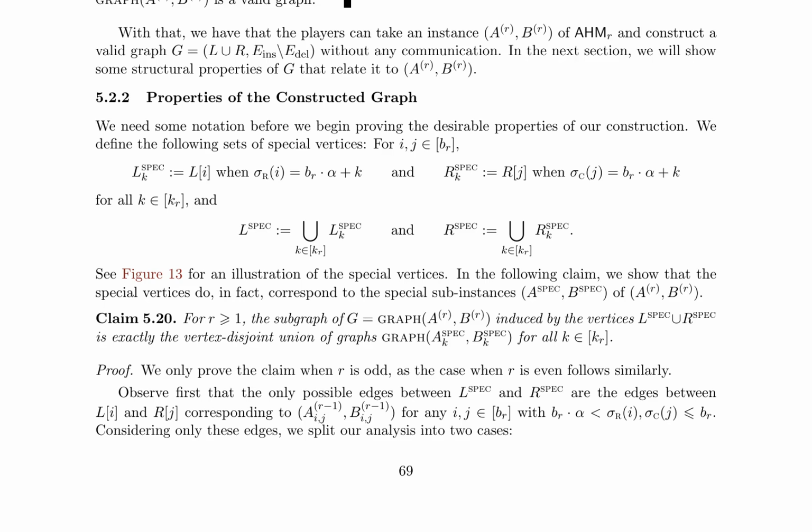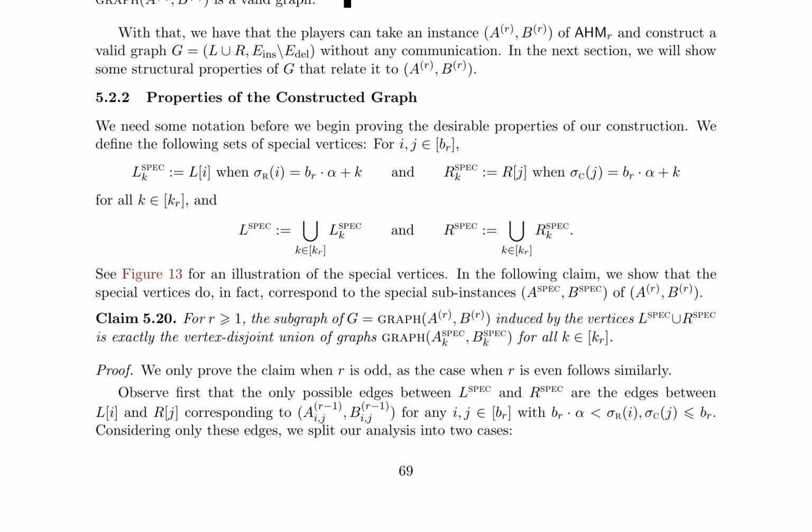Overall, we have that A_del ⊆ 1 for any choice of R greater than or equal to 0, and thus G = L ∪ R, 1, A_del, equals graph(A_R, B_R), is a valid graph. The players can take an instance (A_R, B_R) of AHM and construct a valid graph G without any communication. We define special vertices L-spec and R-spec.